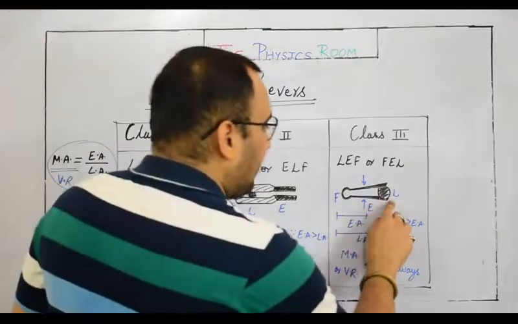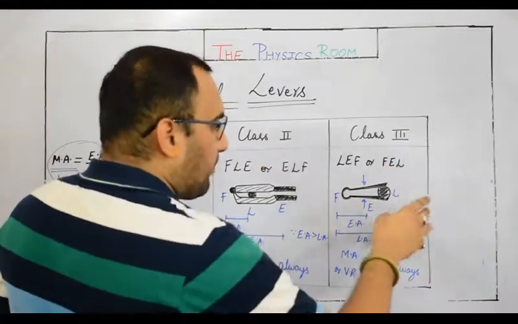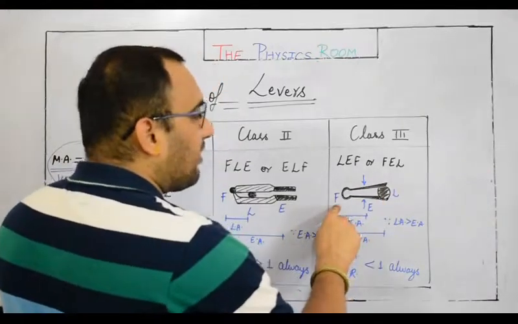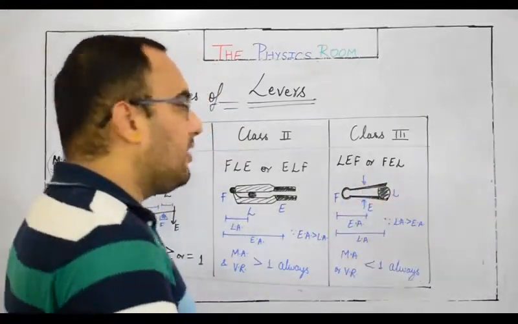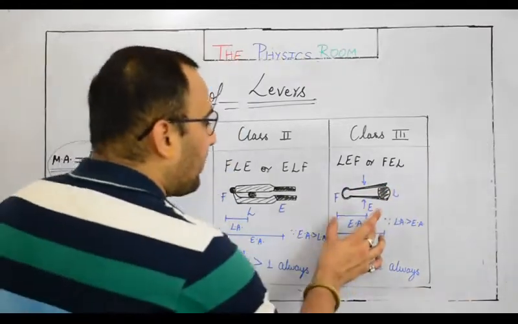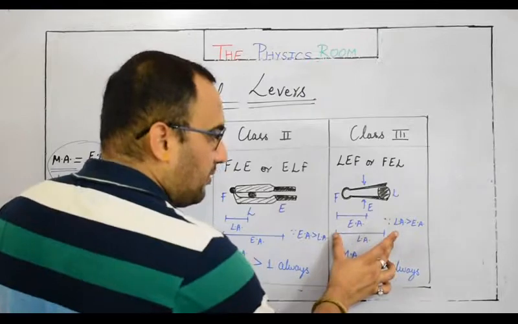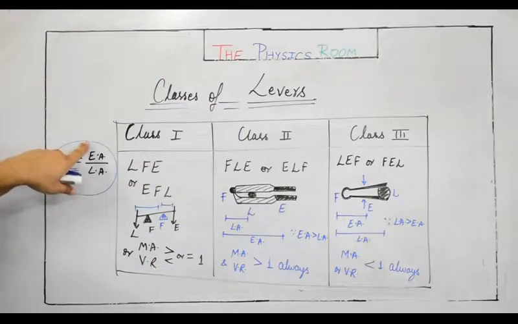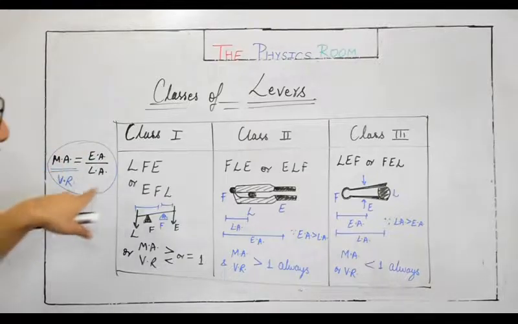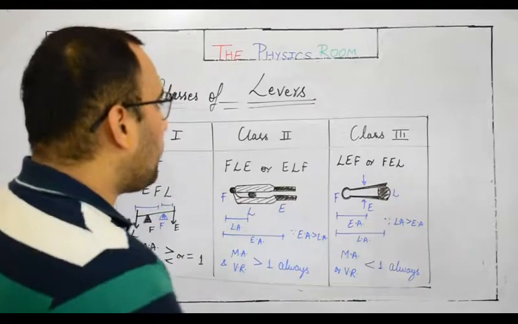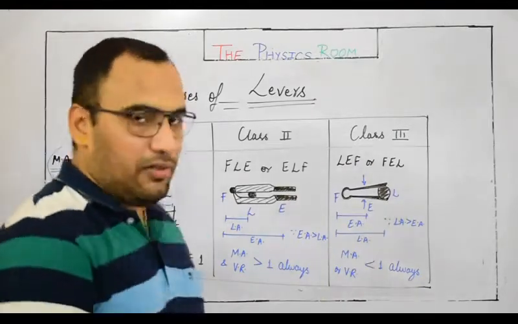So in that case, the load, the piece of chapati, is lying on the other end, and this end is acting as a fulcrum, and you are applying effort between the load and the fulcrum. So ultimately, the effort arm will become lesser than the load arm, and if the load arm is greater than the effort arm, it means the denominator is greater than the numerator. So mechanical advantage or velocity ratio must be lesser than 1. Okay. So this is the category of class third lever.